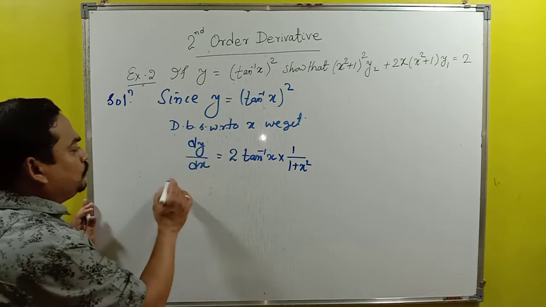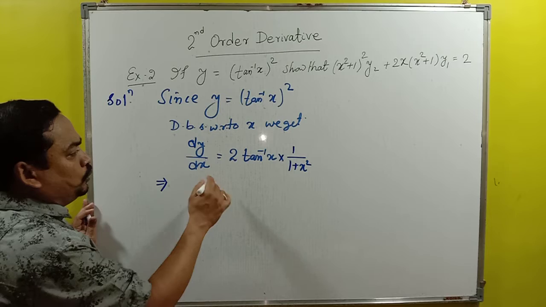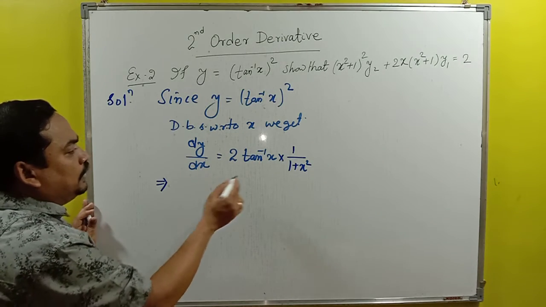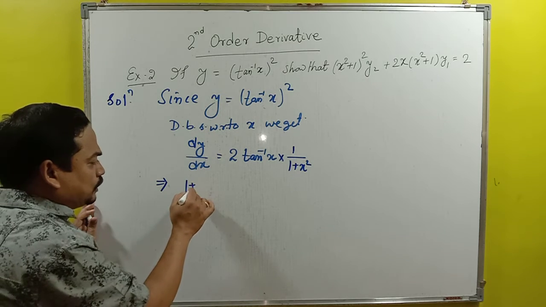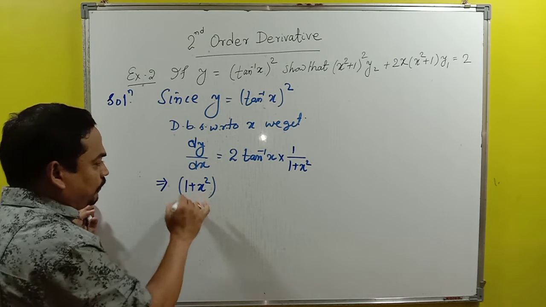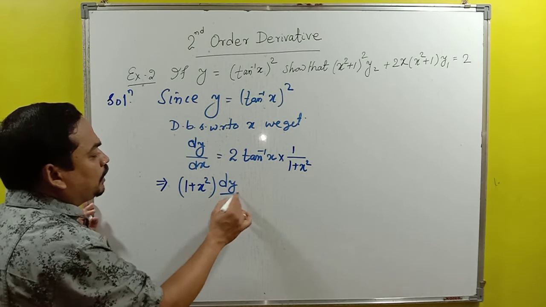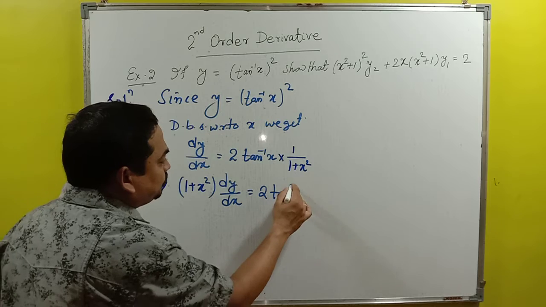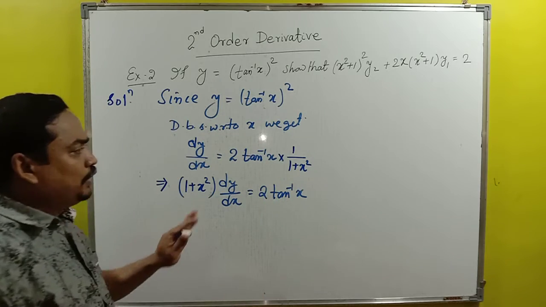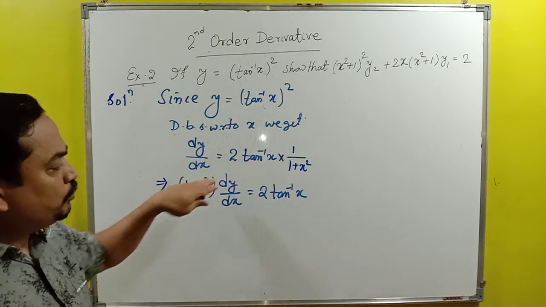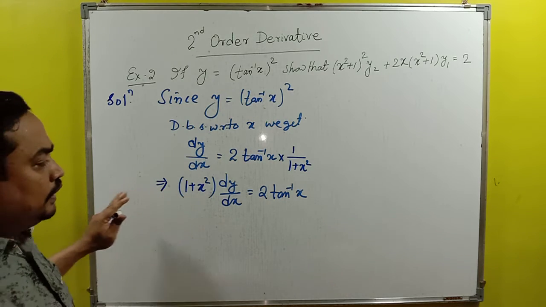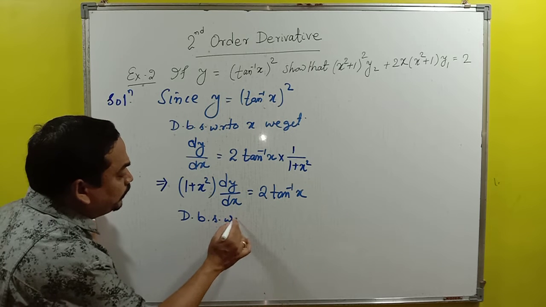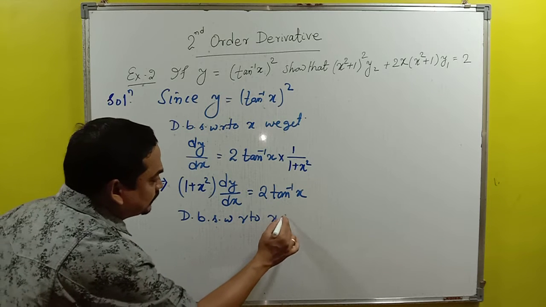Now, again, you do a little simplification. You can apply the quotient rule here, but to make it easier, you can do one thing. Bring this 1 plus x square here: (1 plus x square) into dy by dx is equal to 2 tan inverse x. Got it? What did we do? This was in the denominator, and we multiplied it here. Now you differentiate both sides with respect to x.